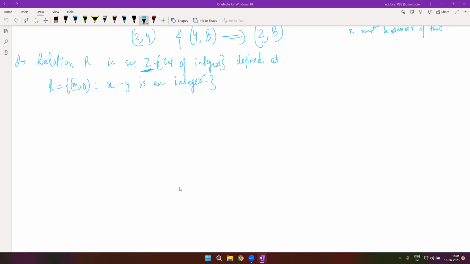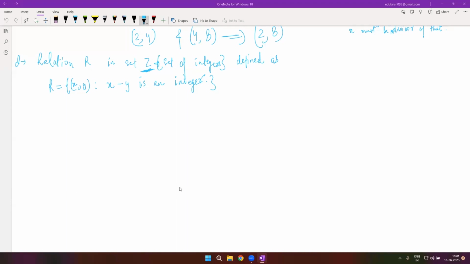Now if you want to form this relation, you won't be able to write the whole relation. You can only understand it. You can write 2, 3, 4, 5, 6 pairs, but you have to understand how these pairs are forming. So pairs are forming if x minus y is an integer, right?